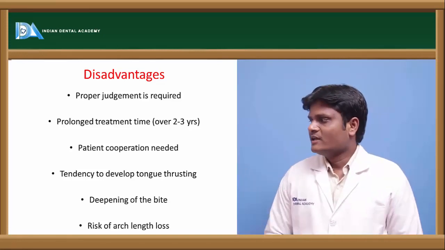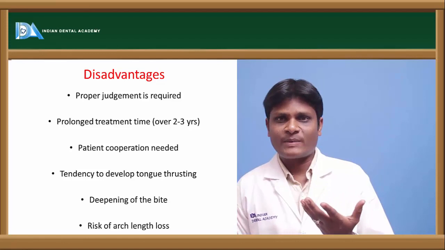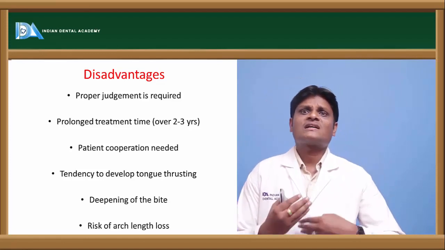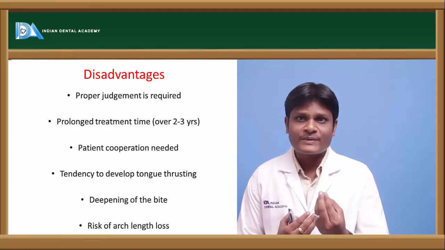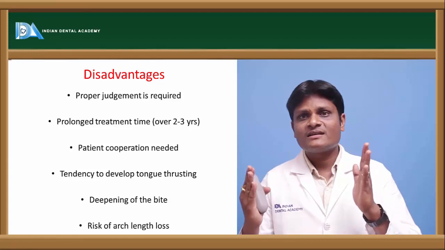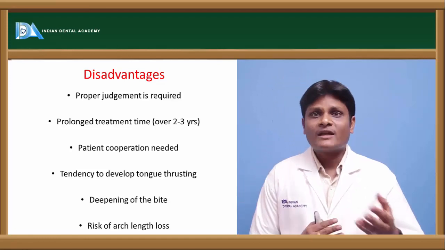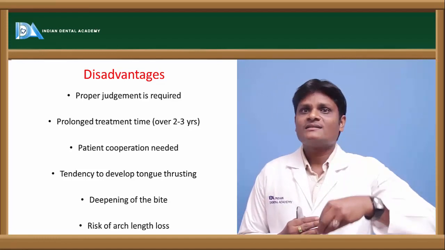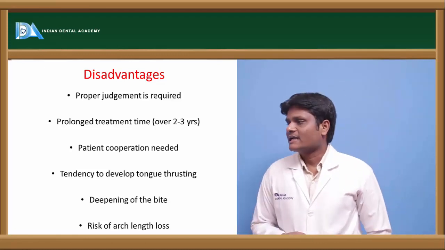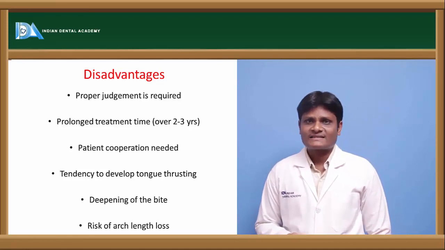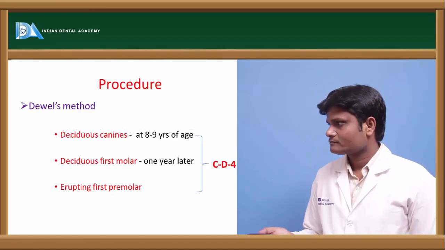Now, there will be a risk of arch length loss. Sometimes, into the extraction space, rather than physiological migration of the teeth into that extraction space as is anticipated, what happens is the adjacent teeth might drift by tipping movement, thereby reducing the actual arch length that is required for relieving the malocclusion. So these are the disadvantages of the serial extraction procedure, and you should be very careful while planning a serial extraction in any patient.